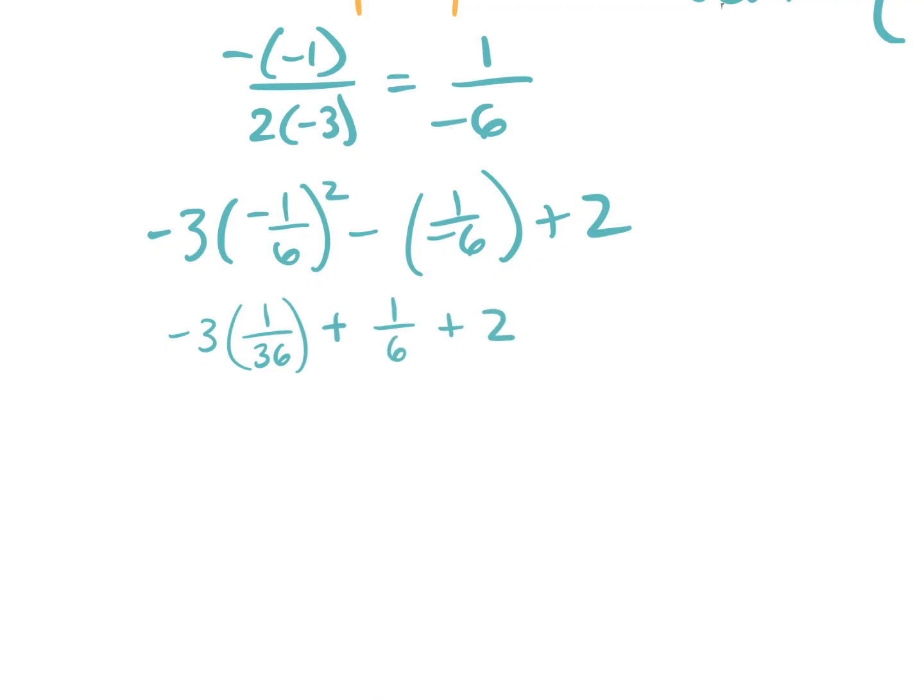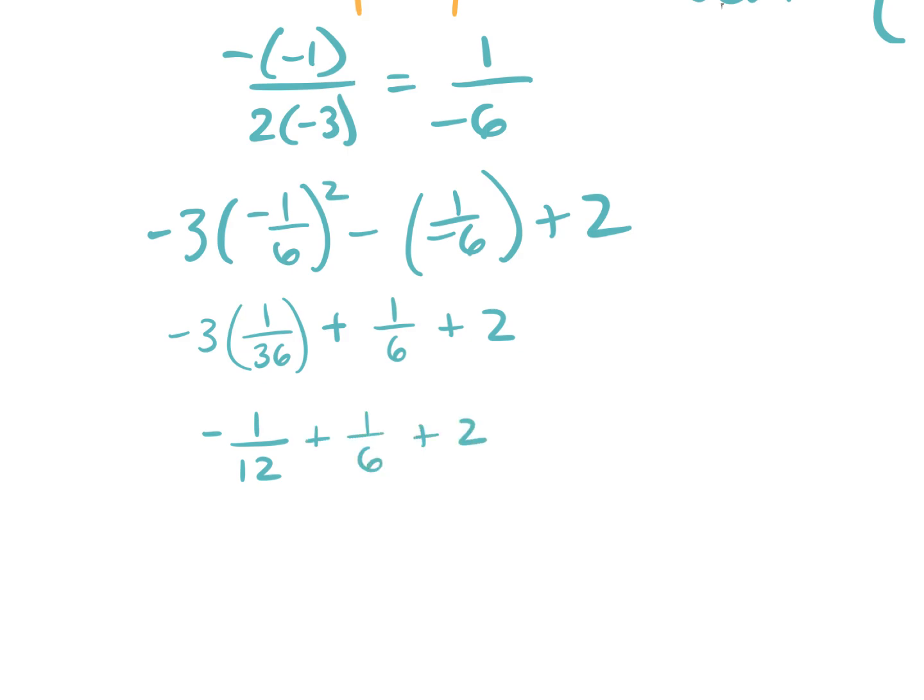Next, I have to multiply. So before you can add, you got to multiply. So 3 over 36. You can simplify it, or just leave it as negative 3 over 36 and simplify at the end. Doesn't matter how you want to do it. I'll simplify it now. So negative 3 over 36 would be negative 1 over 12. Plus 1 over 6 plus 2.